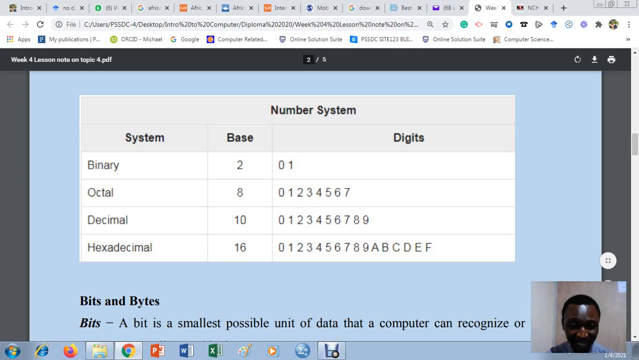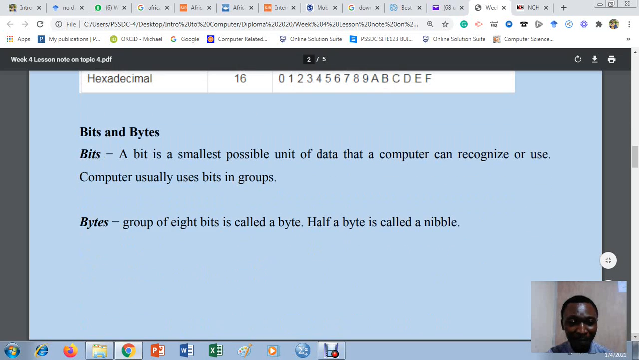That is the hexadecimal numbering system of computers. But we are not going into that. We are going to limit ourselves to this binary system. And that takes us to bits and bytes. So what do you understand by the word bit?